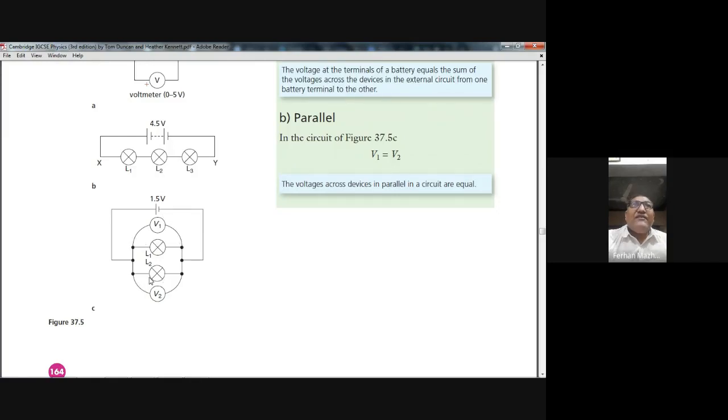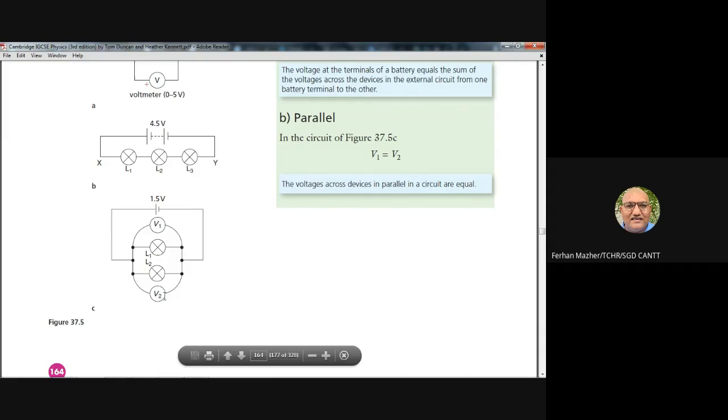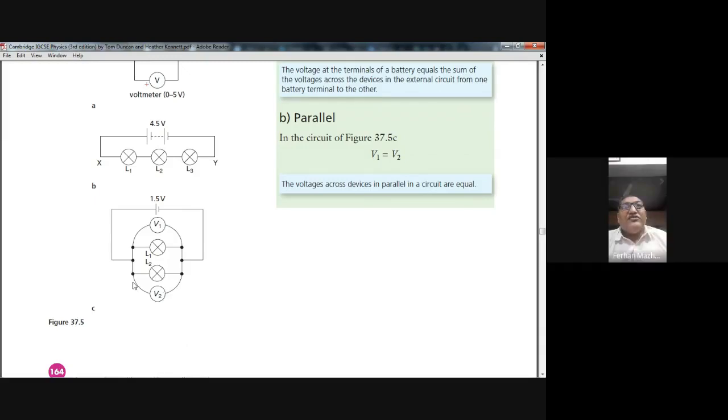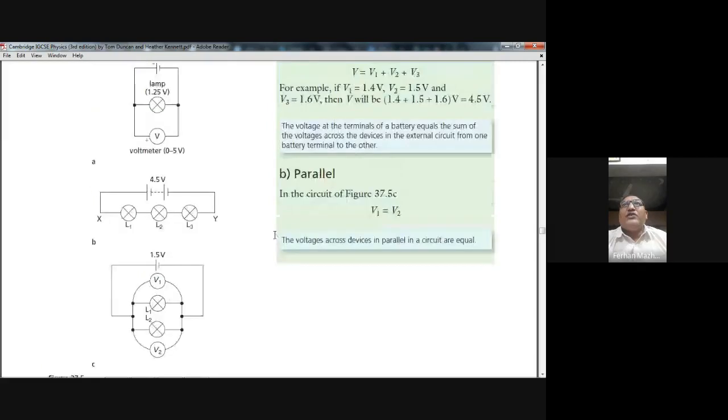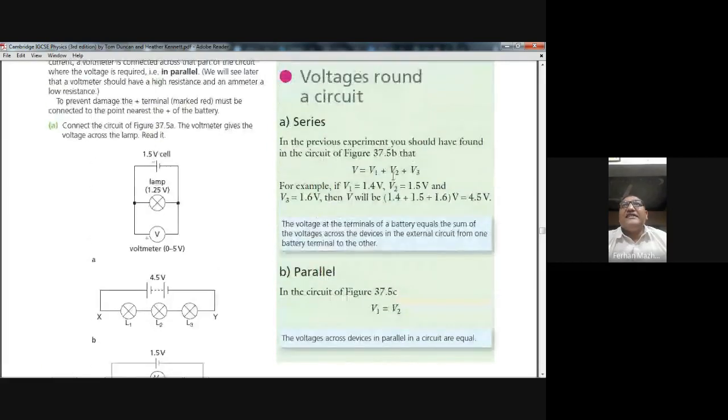If I want to measure the potential drop across lamp number 2, I will put a voltmeter parallel to lamp number 2. So when you connect the cells in series, the voltages will add up.